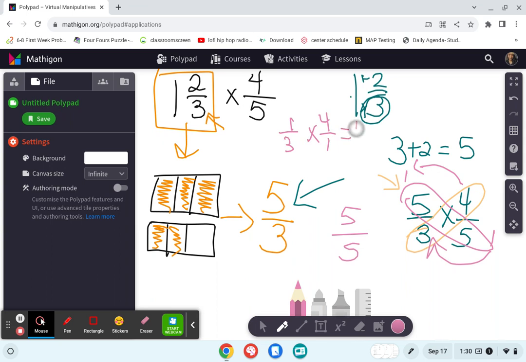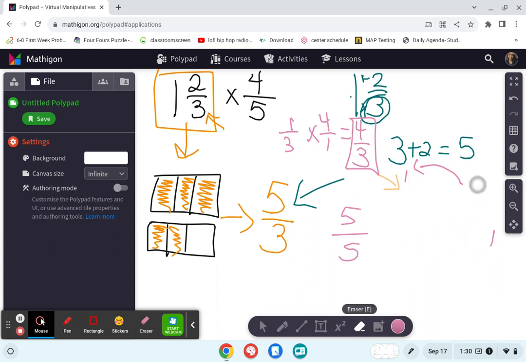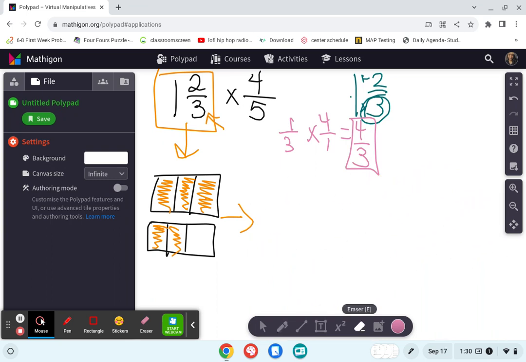And I'm going to multiply across now. And I've got 4/3. Now, because we are at the end of this problem solving, we have to start thinking about this 4/3 differently. Do I want it to be 4/3 or do I want to simplify?